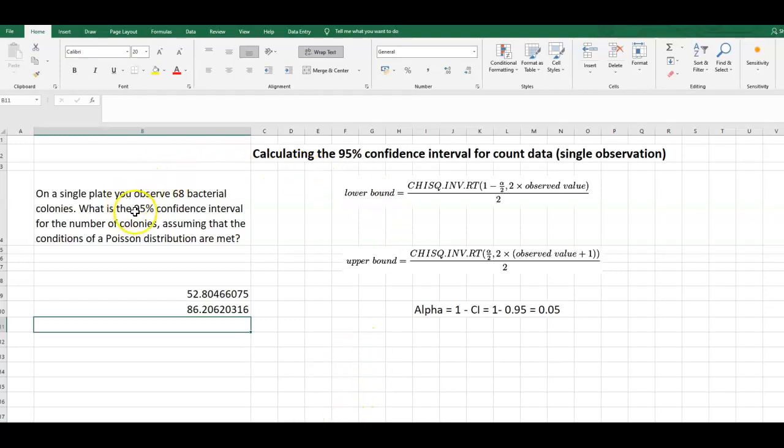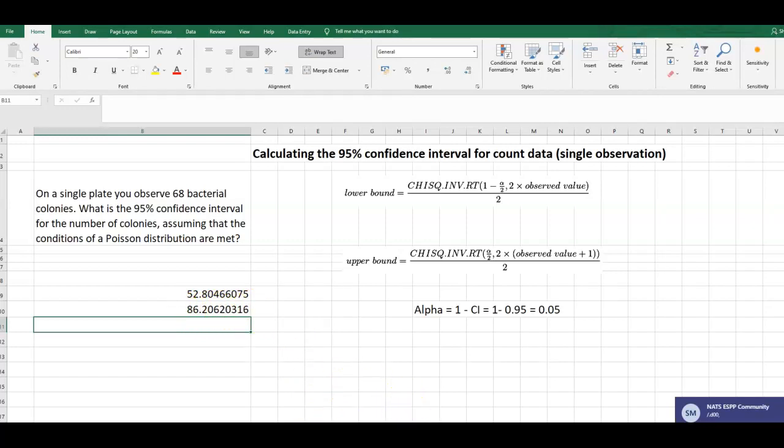So for the true number of colonies on a single plate in this experiment, if we repeated this experiment a lot of times, we would expect roughly between 53 and 86 colonies per experiment.